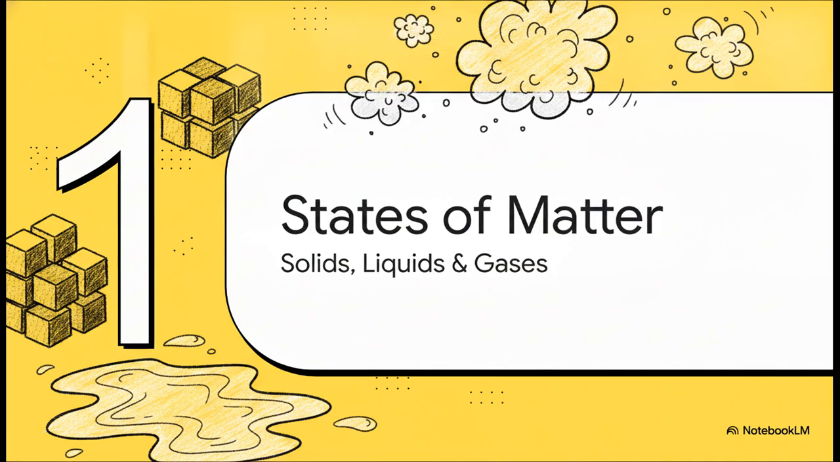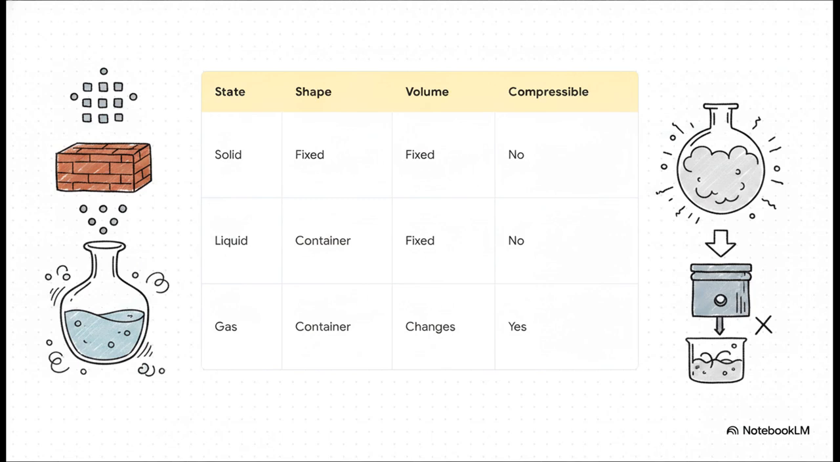The three states of matter: solids, liquids, and gases. You know, scientists sort matter into three main buckets based on properties we experience every single day. Solids, like a brick, for instance, they keep their shape and take up a set amount of space, meaning their volume is fixed. You really can't compress a solid. Liquids, like the water in your glass, take the shape of whatever you pour them into, but they still keep that fixed volume. Try squashing water into a smaller space.